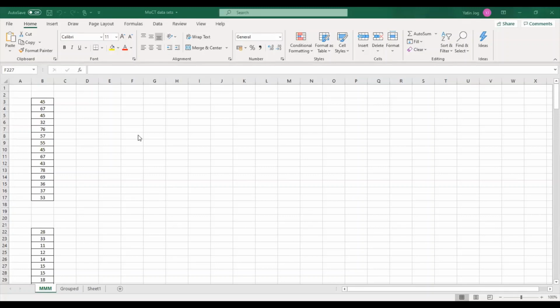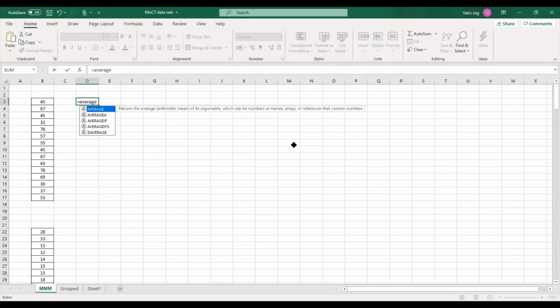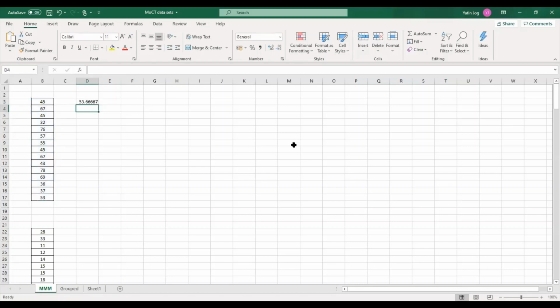Okay. Now there are 3 methods to calculate mean, median, and mode for ungrouped data. First is by using formula. So you can directly say equal to, and then put AVERAGE into bracket, select the data set, closing bracket, and that will give you the mean value. So this is your mean for data set 1.